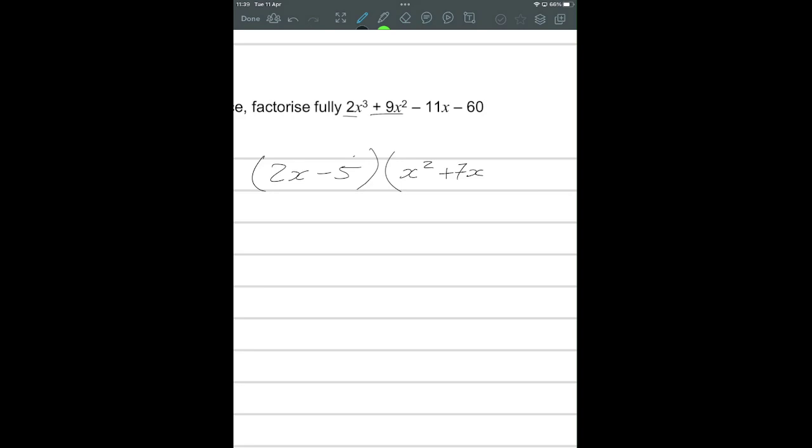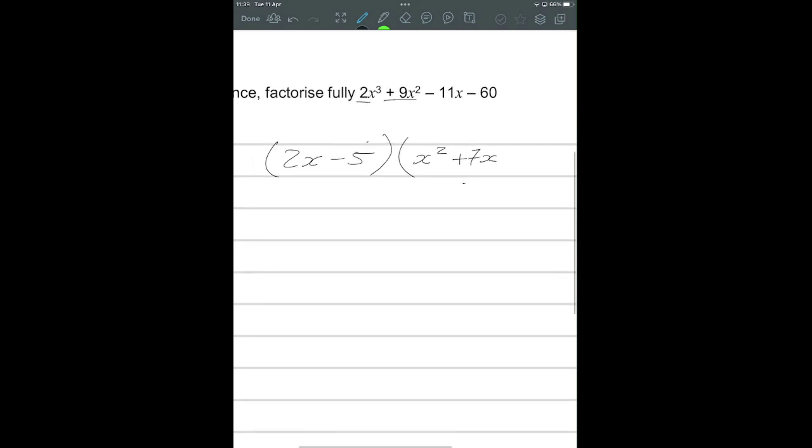I need to get minus 11x. Well, I have minus 35x here. That means I need to add on 24. So these two need to make a plus 24x, or 2x, that means that's a plus 12. And the final thing you can check is, do these two make the number on the end? Do they make that minus 60? And indeed they do. So that's a good little check that you've at least got most of this correct.